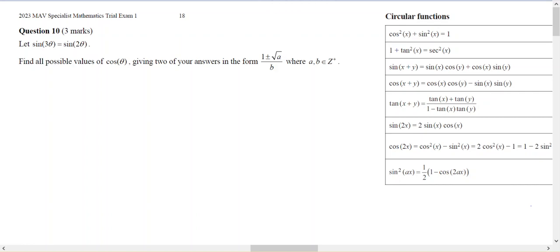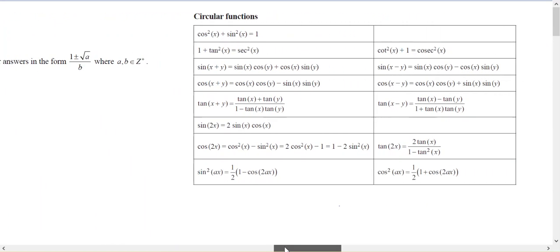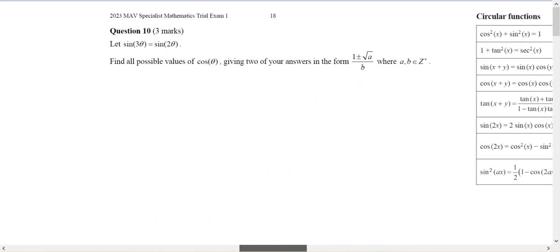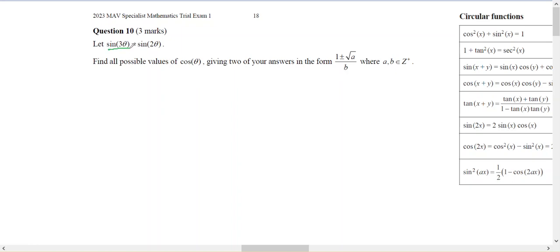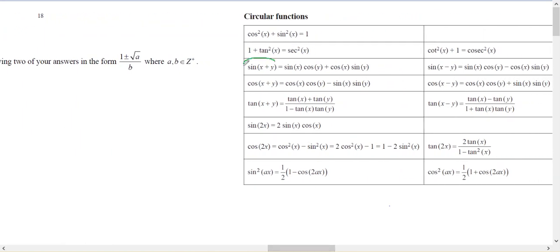Okay, question number 10. So we have sine of 3 theta equals sine of 2 theta. I've got some double angle formulas, and these are the double angle formulas from the formula sheet. So for sine of 3 theta, I'd like to use the sine of x plus y, where x equals 2 theta and y equals theta.